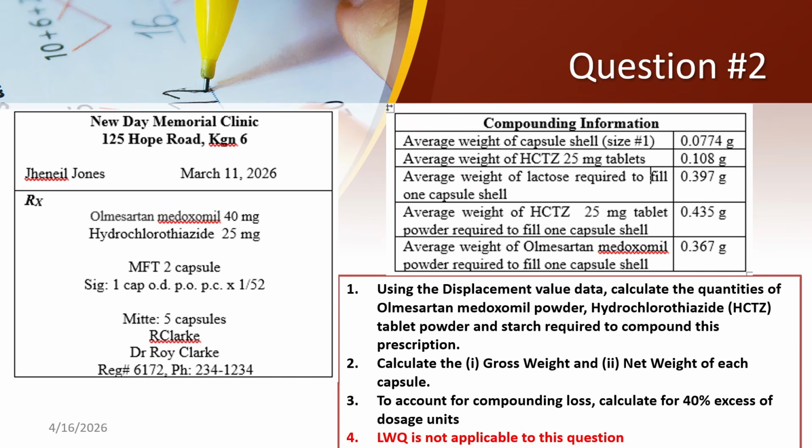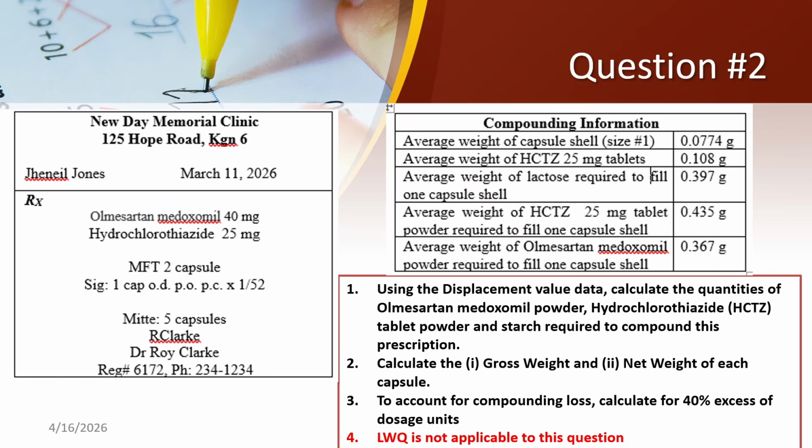So let's look at question number 2. And this question requires you to show calculation for compounding 2 active pharmaceutical ingredients in each capsule. So we have olmesartan and hydrochlorothiazide, right? And hydrochlorothiazide is shortened or abbreviated as HCTZ.